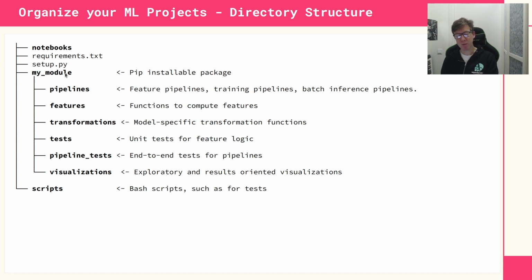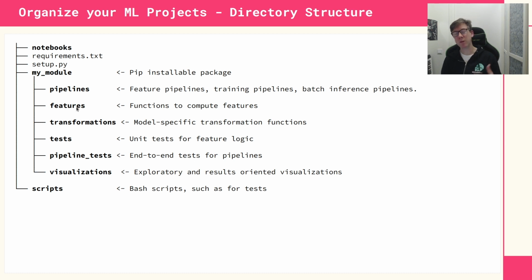But inside our Python module, we're going to have some different directories for some of the different things that we want to do with our code. So you might want to create pipelines, for example: feature pipelines, training pipelines, or batch inference pipelines. Those are going to be Python programs, so we can put them in this directory called pipelines.